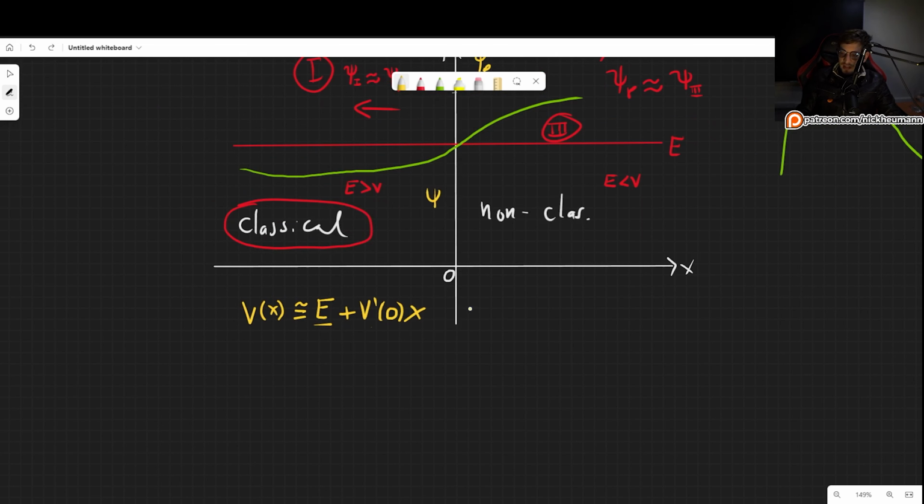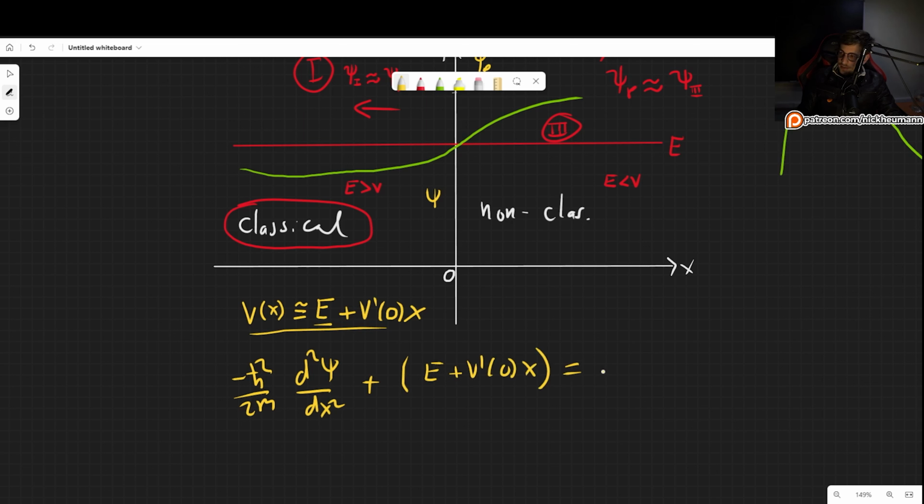How do we do it? Well, we want to find the wave function in the region with this potential. We use the Schrödinger equation. So minus h bar squared divided by 2m, blah, blah, blah. We already know this. And then the potential is E plus V prime of 0 x. This is equal to, oh, I almost forgot about the wave function here, psi, equal to E psi. Of course, all of these psi's are the patching wave function, right?